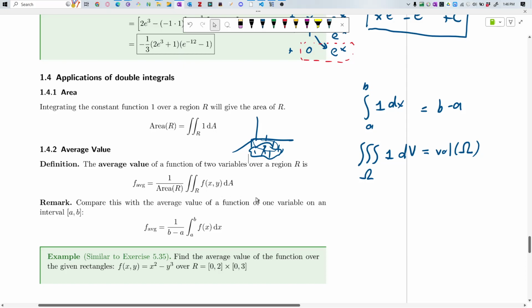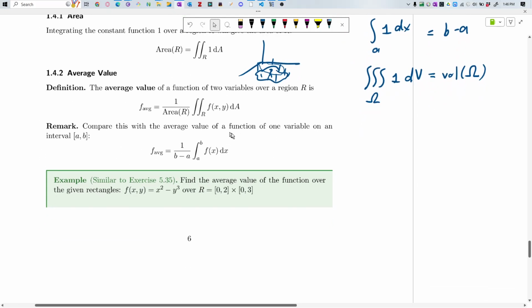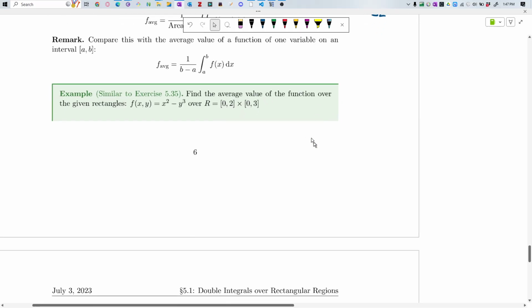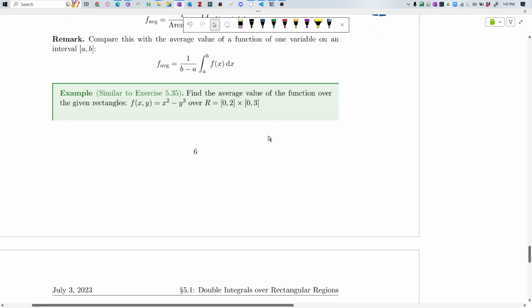I don't know what else I can say about that. Well, you have a problem that uses this formula. Given some function and some particular region, find the average value of the function over the region. So it is just using the formula.